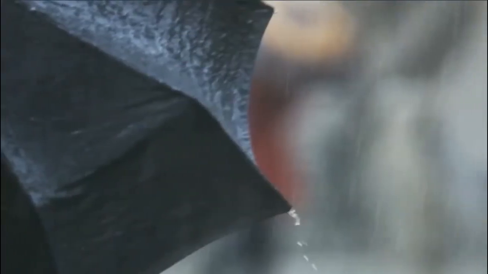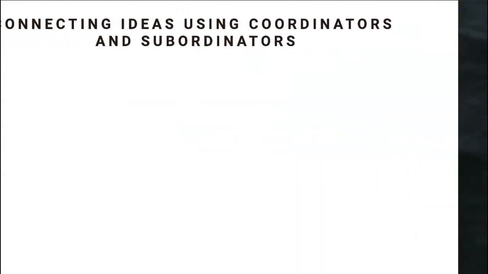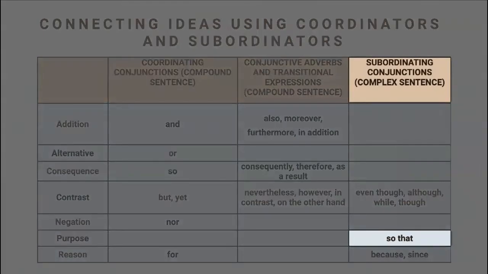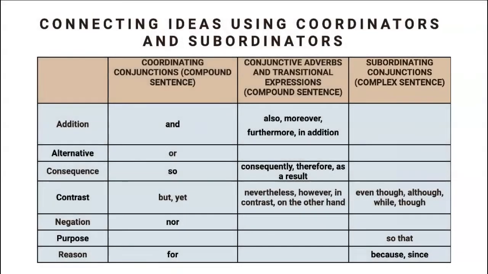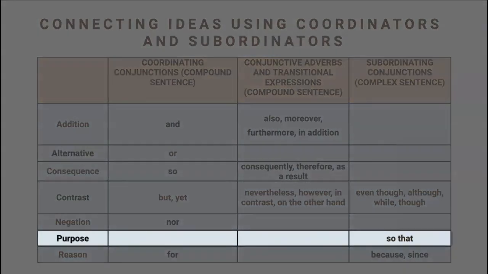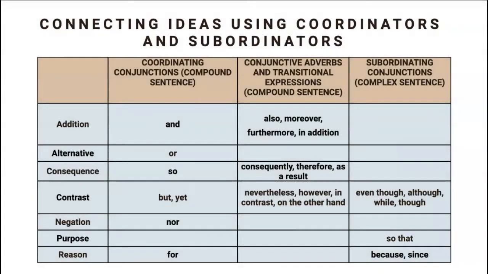So versus so that. Note that in the previous chart, so is a coordinating conjunction, and so that is a subordinating conjunction. They have different meanings. So expresses a consequence or result, whereas so that expresses a purpose or goal.